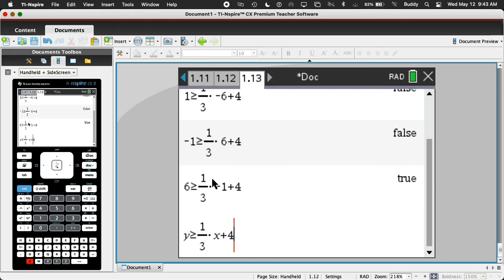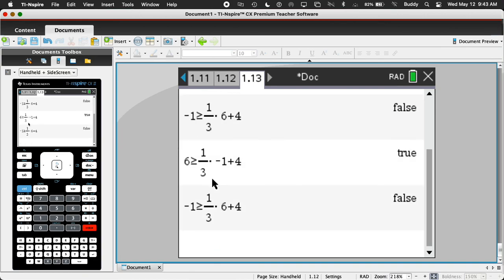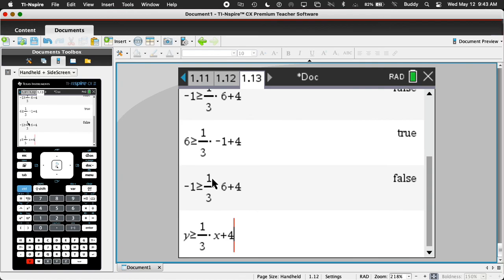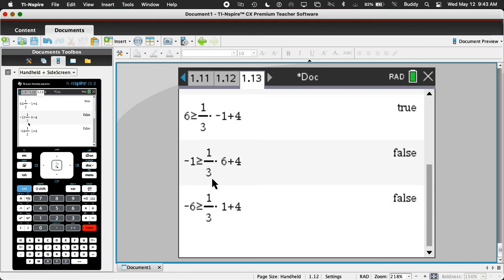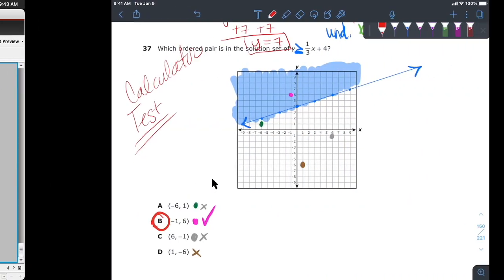Let's go ahead and try C. -1, +6. Also false. Let's go ahead and try the very last one. -6 and +1. Also false. So our correct answer was most certainly B.